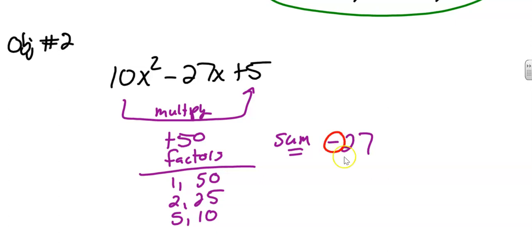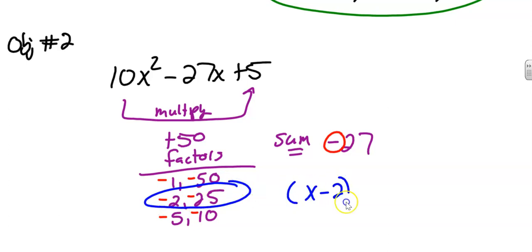Okay, the B term is negative, so the bigger number needs to be negative. When we do a positive divided by a negative, it makes the other number also a negative. So I get negative 27, that's going to be the negative 2 and the negative 25.